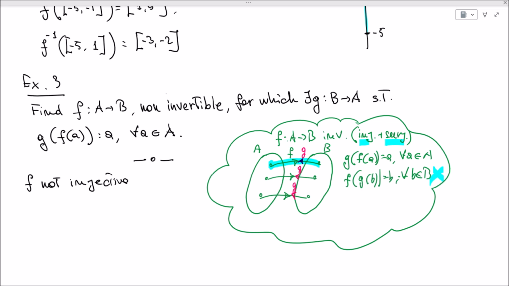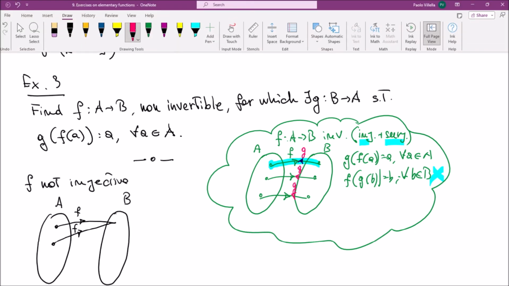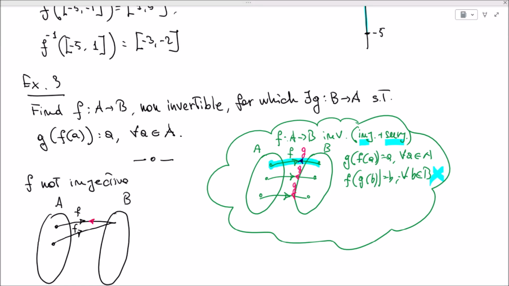Let's consider this first case. It might be that f is not injective, so we may have a situation like moving from A to B. We take two different elements, A1 and A2, and these two elements have the same image through f. Well, but because now we know that there will be a g function defined on B, only one of these two elements can be hit by g.